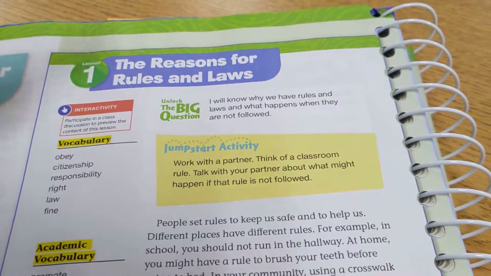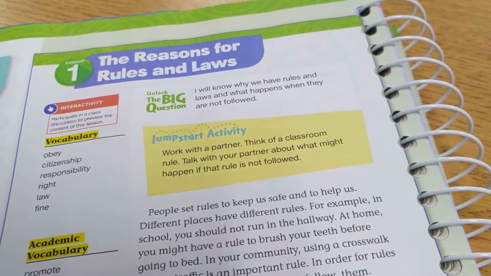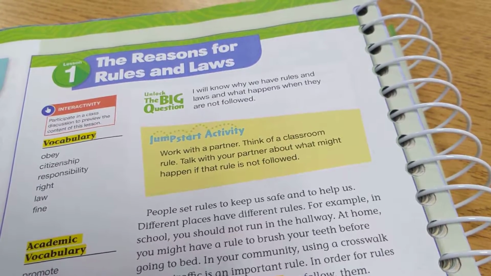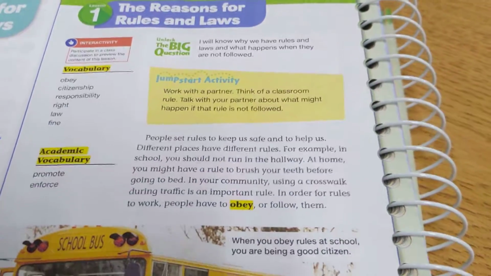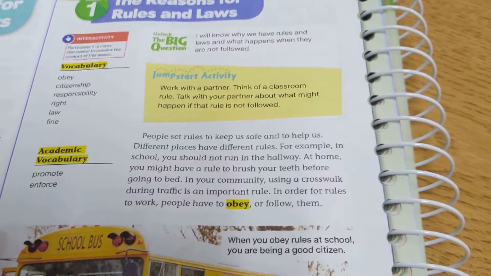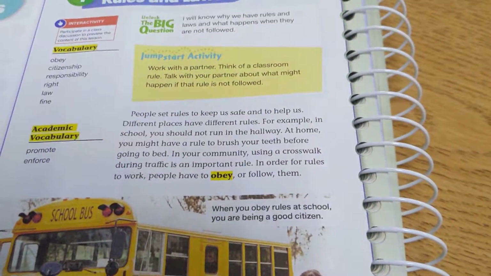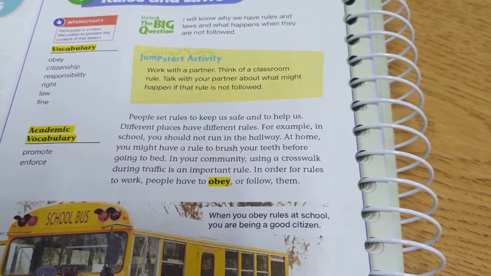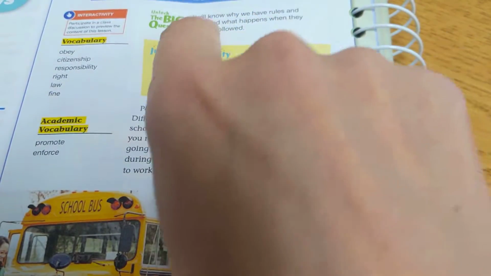All right, so we're going to start off with a unit about citizenship. And our first unit lesson is called The Reasons for Rules and Laws, because everybody, I don't care how old you are, young, old, short, tall, black, white, purple, yellow, it doesn't matter. Everybody has rules that they have to follow to keep everybody safe. So we're going to read together.